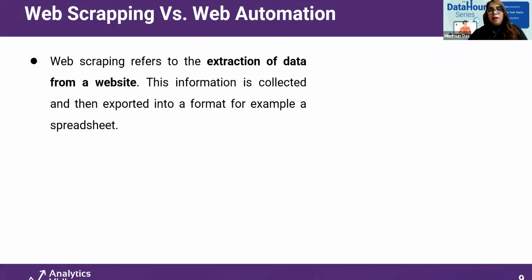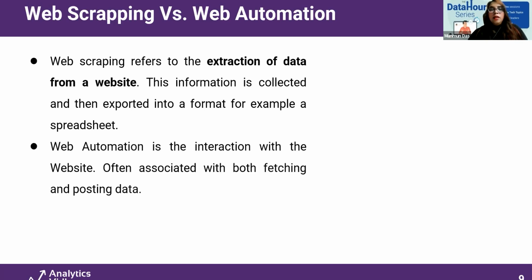Now, not necessarily do we need an RPA tool to do web scraping, because there are lots of tools and libraries available already. We can use scripting languages to do web scraping. Now, web automation. Web automation is an interaction with the website, associated with both fetching and posting of data. So here we are not only fetching the data, we are doing some data entry as well. That is the basic difference between web scraping and web automation.